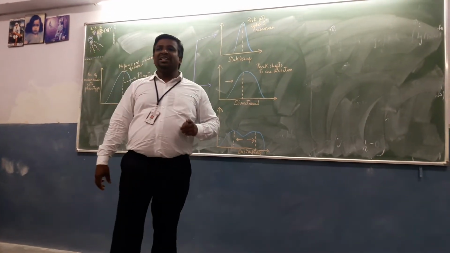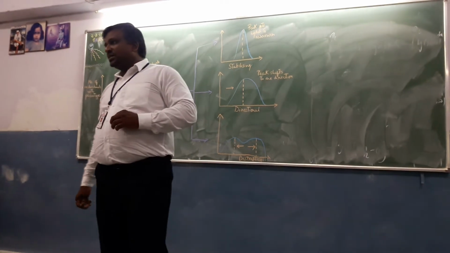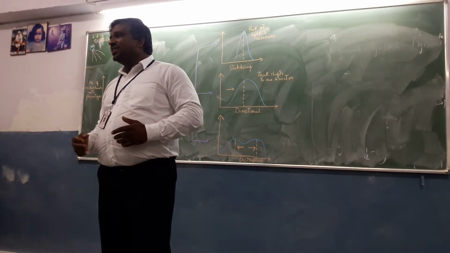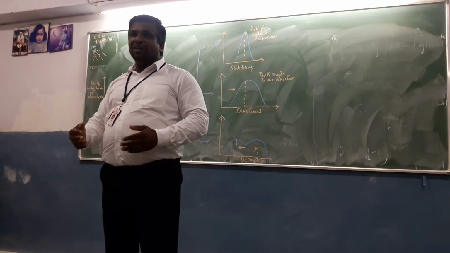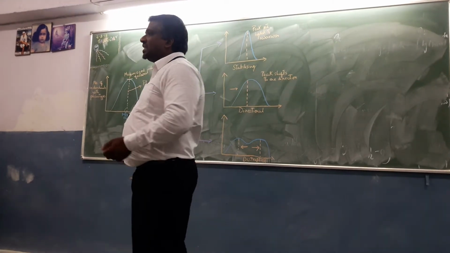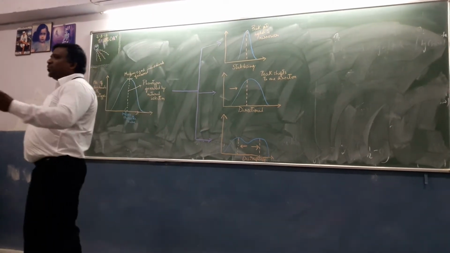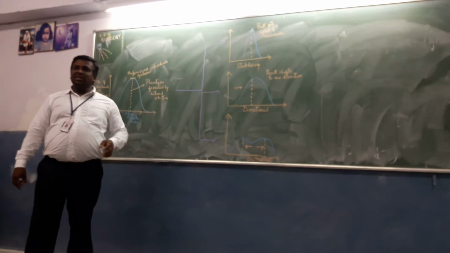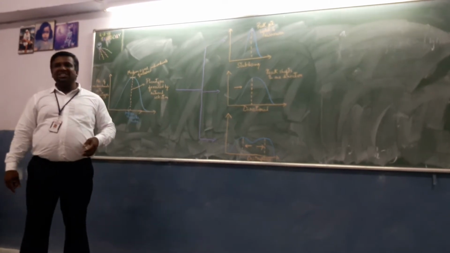Genetic recombination takes place during gametogenesis. What do you mean by gametogenesis? Formation of gametes or development of gametes, we call it gametogenesis. It might be oogenesis or spermatogenesis. You might have studied it in the first chapter.